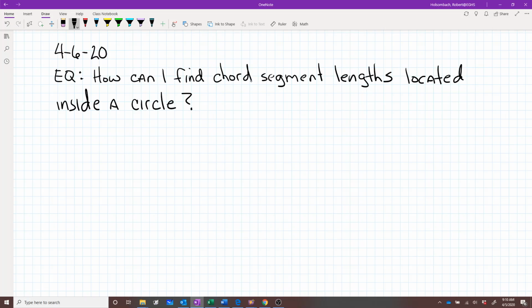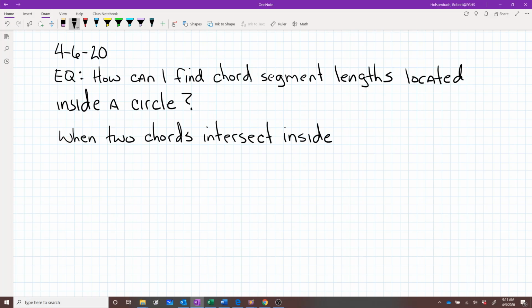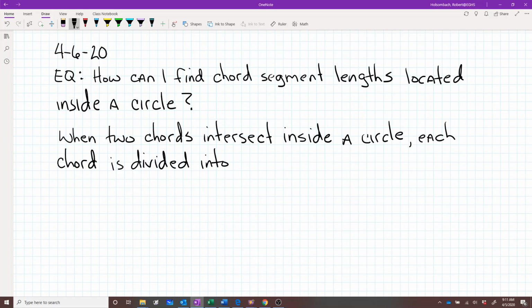And let's get this written down. When two chords intersect inside a circle, each chord is divided into two segments. And those two segments are called chord segments. Chord segments.